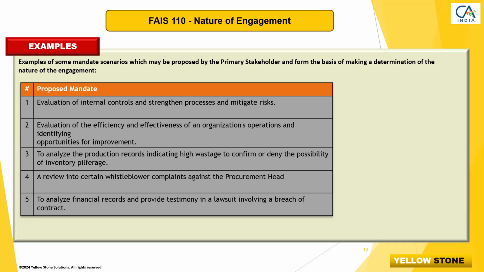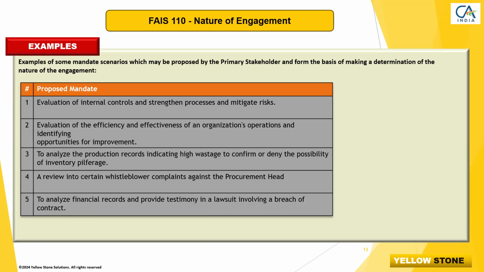So what I have done over here is that out of those examples, I've handpicked a few examples. What I expect is that, let's say in the first one, evaluation of internal controls, strengthen processes and mitigate risks. According to you, is this a forensic investigation, litigation, or maybe another mandate? If you can chip in with possible answers for these five, I can then display it on the right.